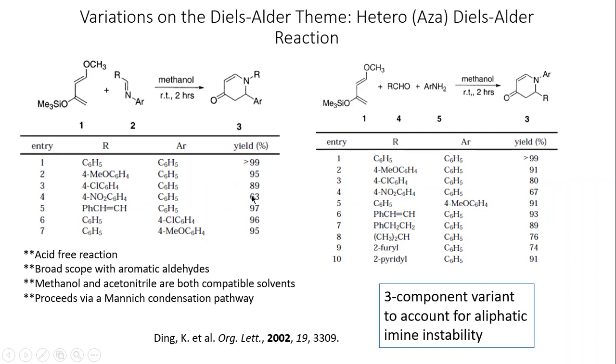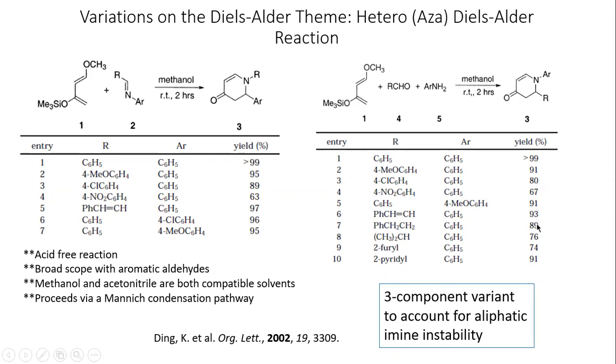That's the lowest yielding result that they had. And also what they did was a three-component variant of this, because sometimes if you have imines and they have alkyl groups on them, then they can be a little unstable. And so what they did was they generated the imine in situ, right? So they took the aldehyde and the amine, which is the way you make Schiff bases, reacted those together, and then syringed in the Danishefsky's diene on the back end.